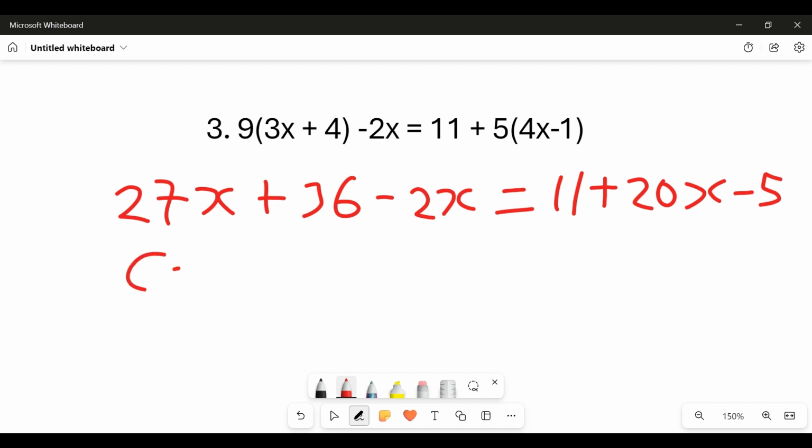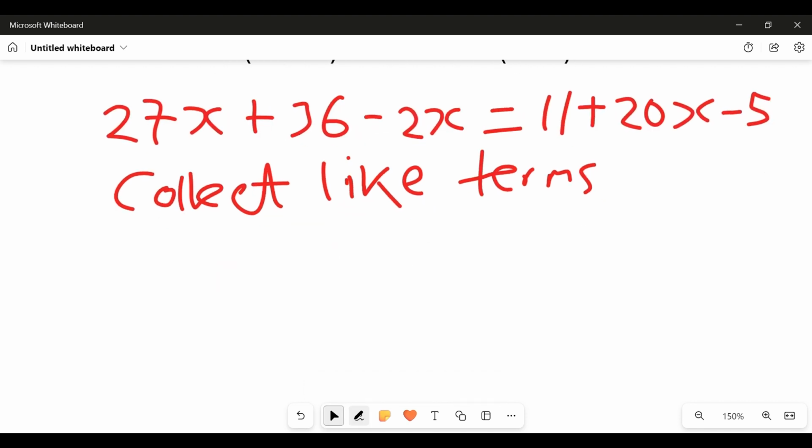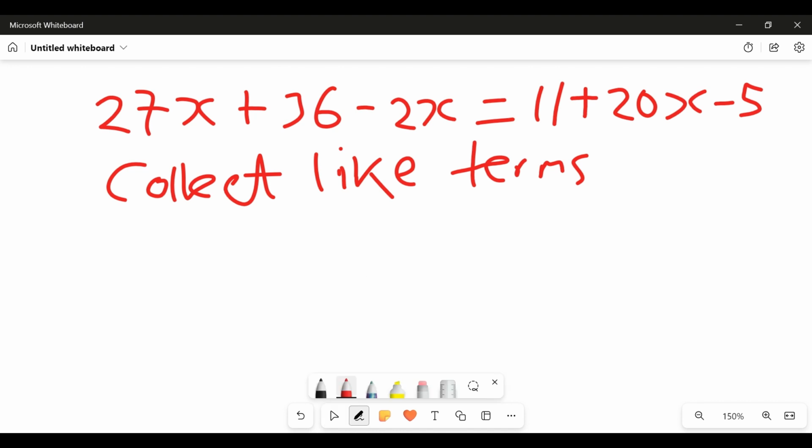So collect like terms. Alright, like terms is the same thing as similar terms. You can always change the wording so that it doesn't look like you copy each other in an examination situation, test or assignment. Okay, so now from here you have 27x.